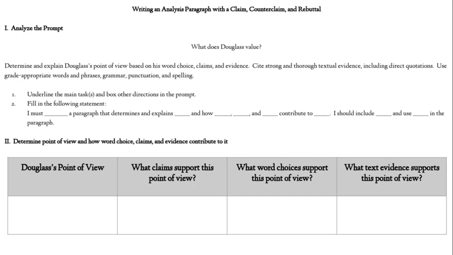Remember to refer back to your Analyzing Language handout and the Analyzing and Assessing Claims handout. You also may want to refer back to the text and any annotations you made surrounding the claims and the supporting evidence. I'm going to give you about 8 minutes to work on this.